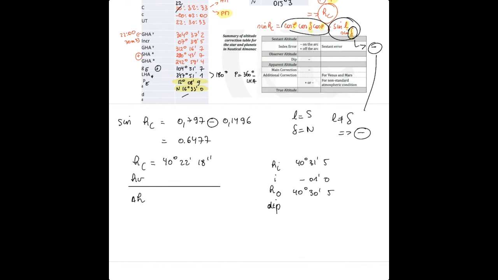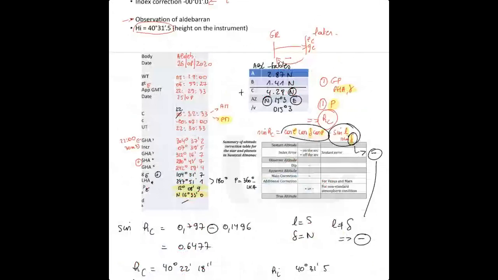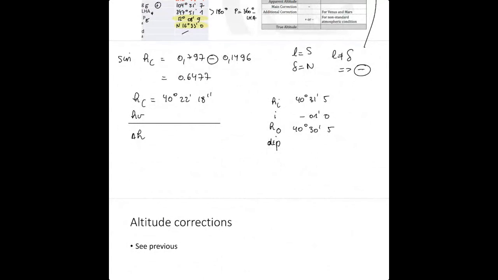This is called the dip correction. Our height of the eye is 10 meters, if I'm not mistaken. So it's given here in this exercise. So this gives us a dip correction, which is always negative, of minus 5.6. And this gives you then an apparent altitude of 40 degrees, 24.9.